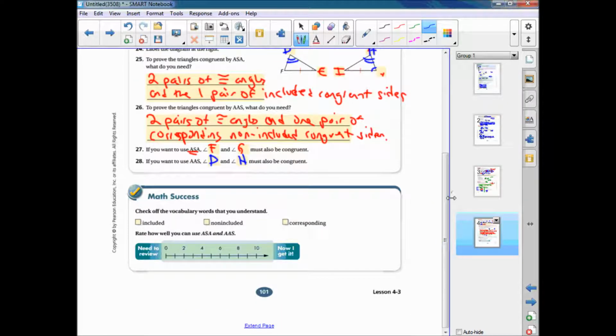And you should have a good idea about what included and non-included side means and how that goes with angle, side, angle, and angle, angle, side. And then, of course, what corresponding sides are. And then how well can you use angle, side, angle, and angle, angle, side. So that means, can you use them correctly in a proof?